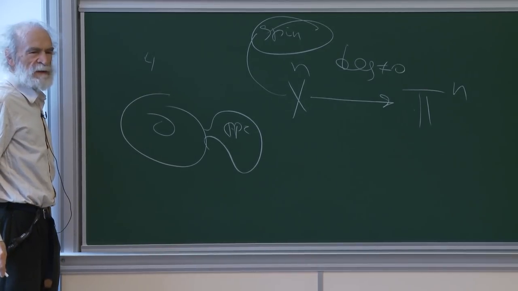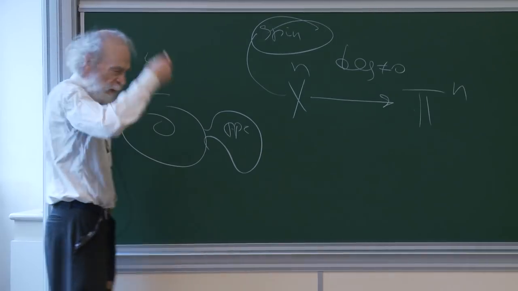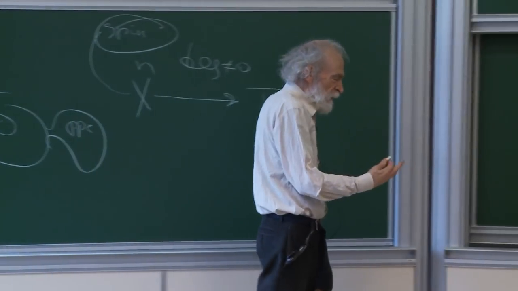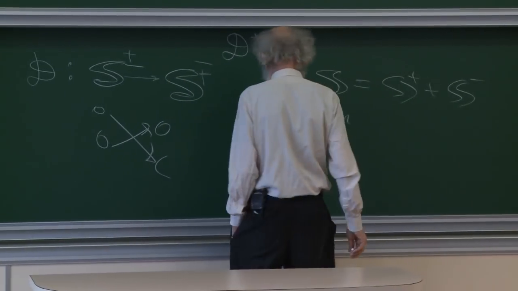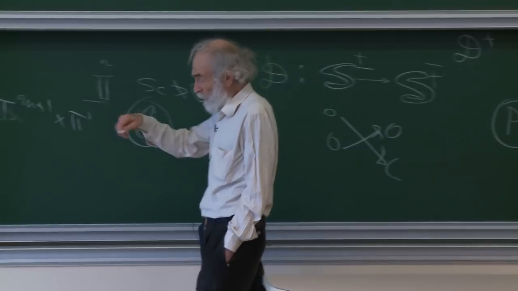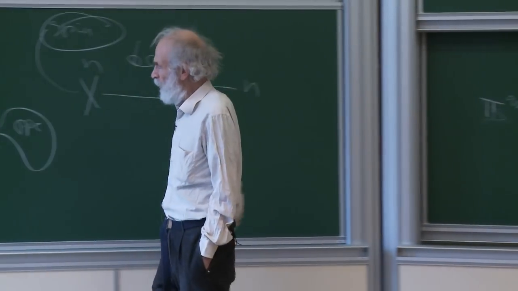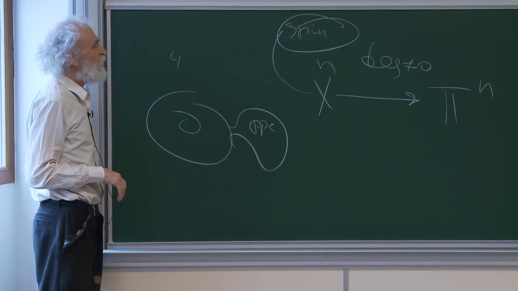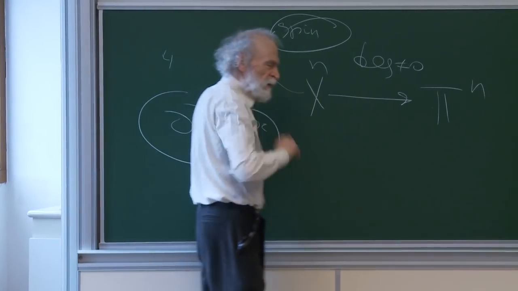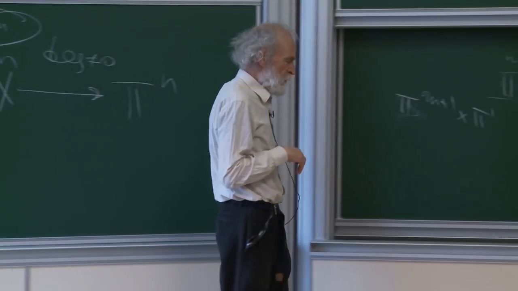CP2 is, I keep forgetting, CP2 is non-spin, yeah. So you cannot tell by this method if it has a metric of positive scalar curvature. However, a posteriori, it was proven in this dimension by Schoen and Yau that it doesn't have such a metric. And it's extremely unclear what the role of spin is in here.